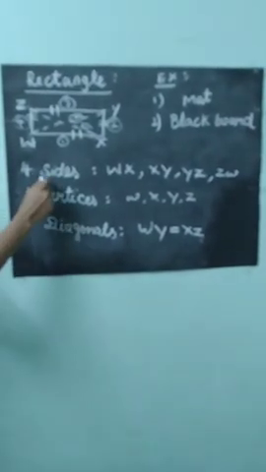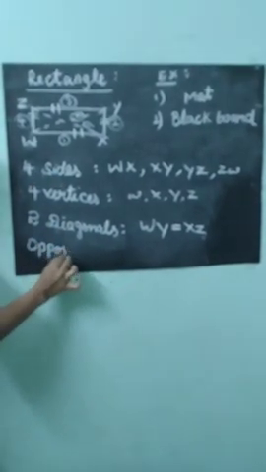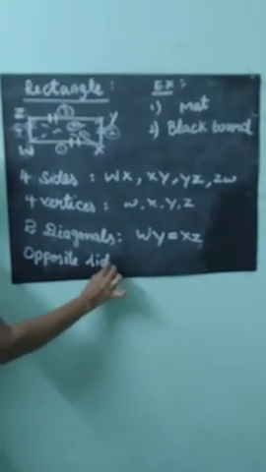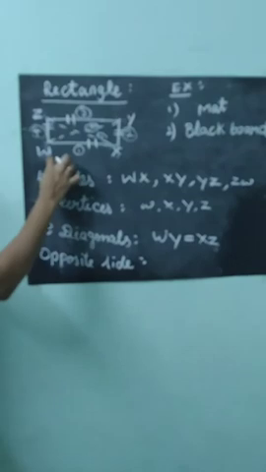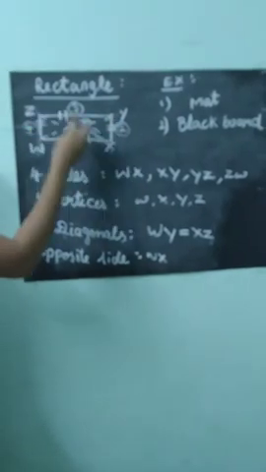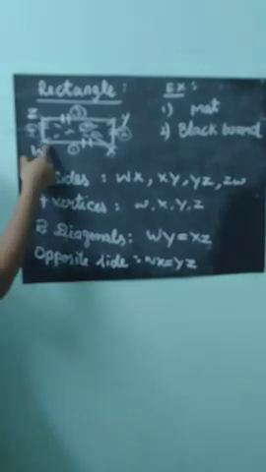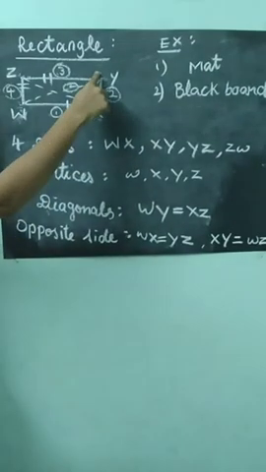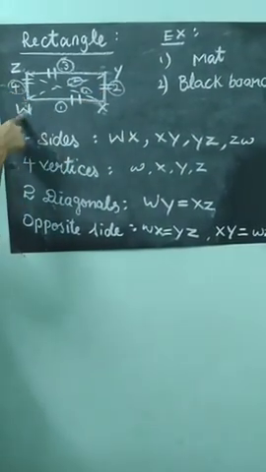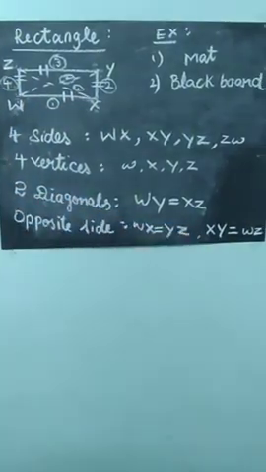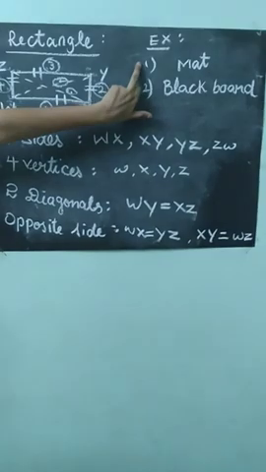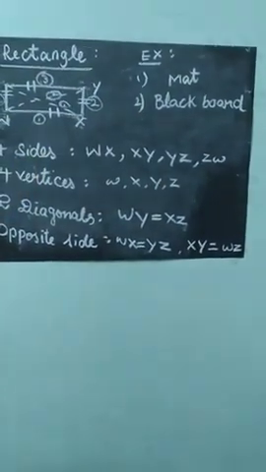But in a rectangle only opposite sides are equal. What are the opposite sides? WX is opposite to YZ. So these two are equal. And same like that, XY is opposite to WZ. So these two are equal. What are the examples of a rectangle? Mat and a blackboard. That's all.